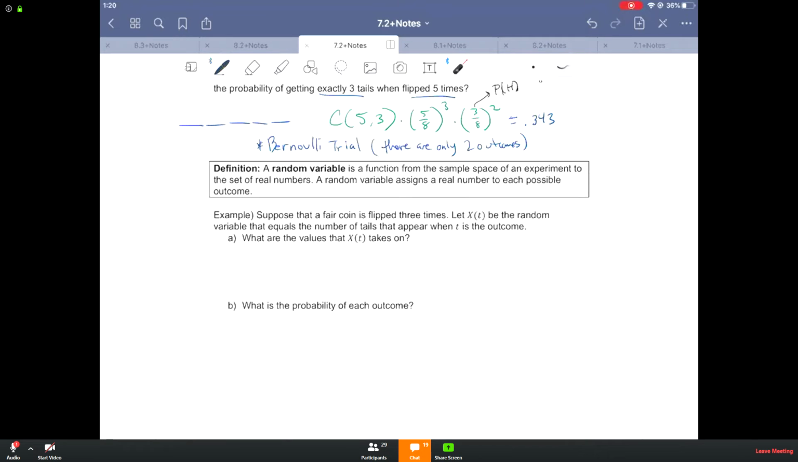If we are flipping a coin 3 times, how many possible scenarios are there? You can have heads, heads, heads, tails, tails, tails. How many scenarios are there? You're flipping 3 times. Yeah, 8. 2 to the third, right? 2 options for each spot, heads and tails, 2 times 2 times 2, 8.